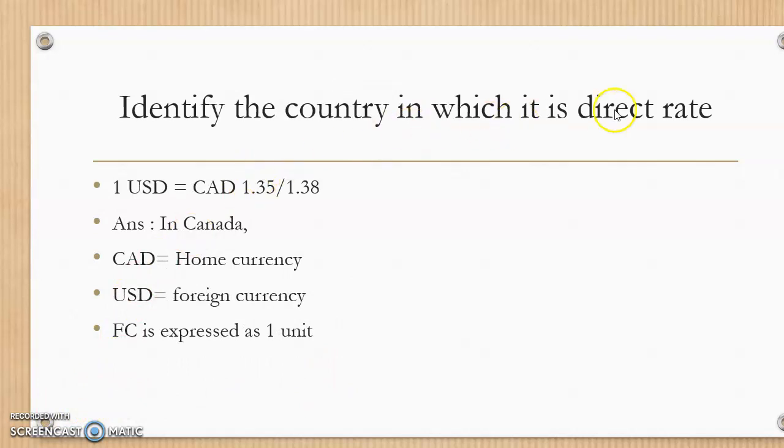Continuing further, identify the country in which it is a direct rate. I've taken an example: 1 USD is equal to Canadian dollar 1.35 to 1.38. The answer in this case is Canada. In Canada, the Canadian dollar will be the home currency. We don't have anything called INR here. Both the currencies we are discussing are USD and Canadian dollar. In Canada, the Canadian dollar is the home currency and USD is the foreign currency, and the foreign currency is expressed as 1 unit in Canadian dollars. Right?